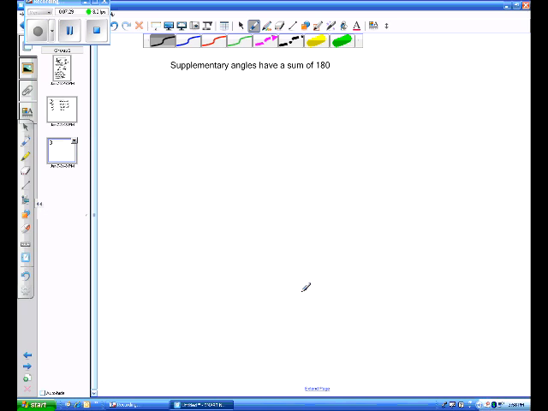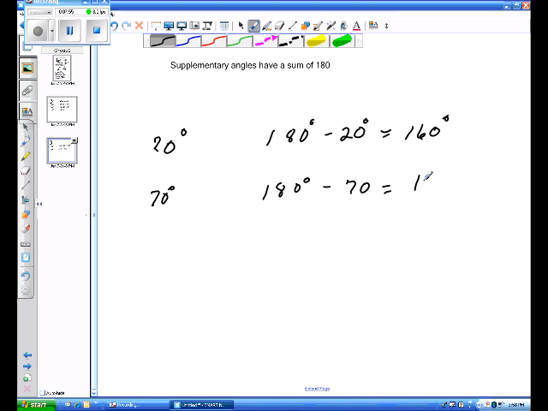And so if we had 20 degrees, the supplement of 20 degrees would be 180 degrees minus 20 degrees, which would be 160 degrees. The supplement of 70 degrees would be 180 degrees minus 70 degrees, or 110 degrees.